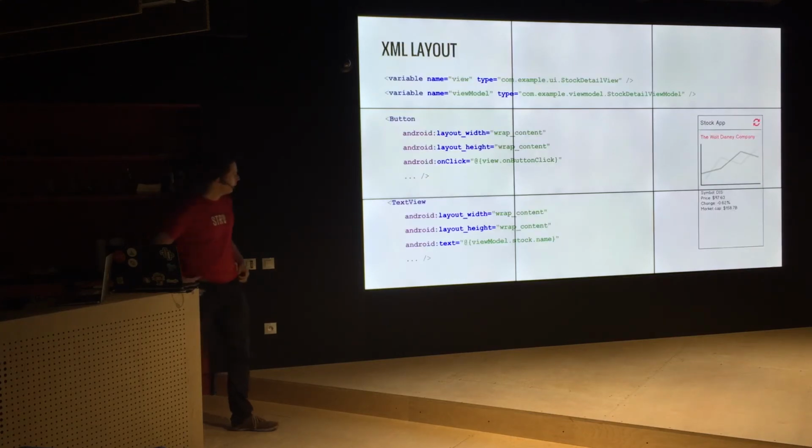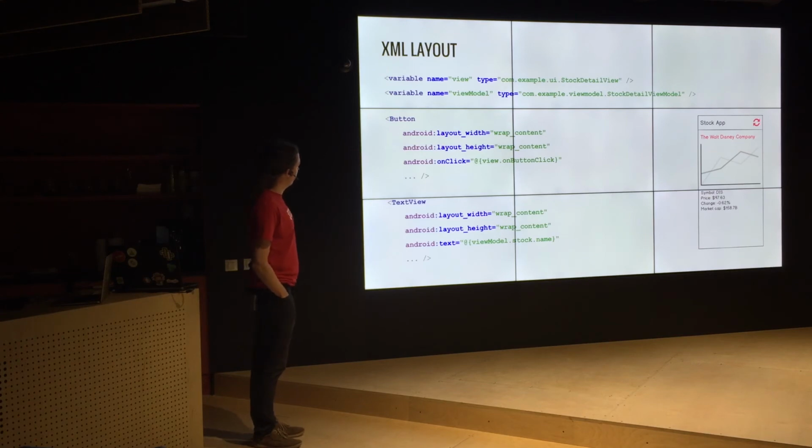So now let's check the XML layout. You can see that I defined two variables, view and view model. And for the button, I will use the onClick property, and I will access my view and call the onButtonClick method. And for a text view, because I want to show a title of the stock, I will access my view model, which exposes the data, and I will just render the text.